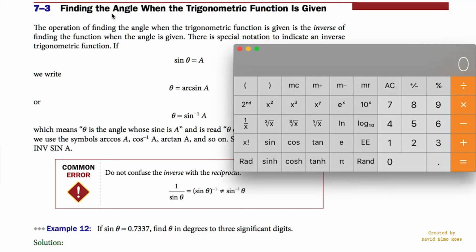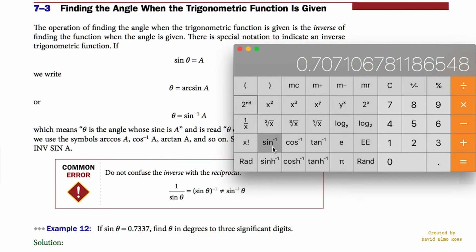Let's take a look at finding the angle when the trigonometric function is given. Now if we have sine theta equals a, for instance if theta happens to be 45 degrees and we do the sine, that's 0.707106 and so forth. But if we want to go back the other way, given this number, and we want to find the actual angle, then we say second inverse sine and we get back our 45 again.